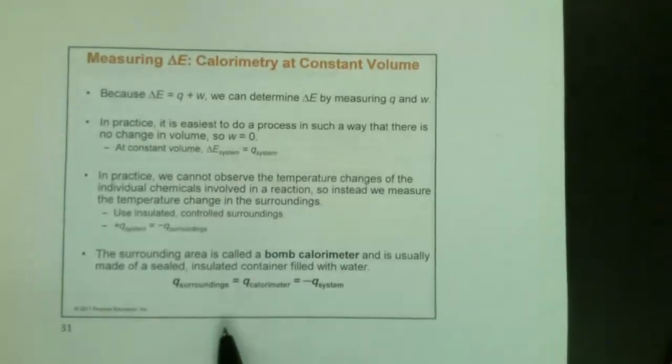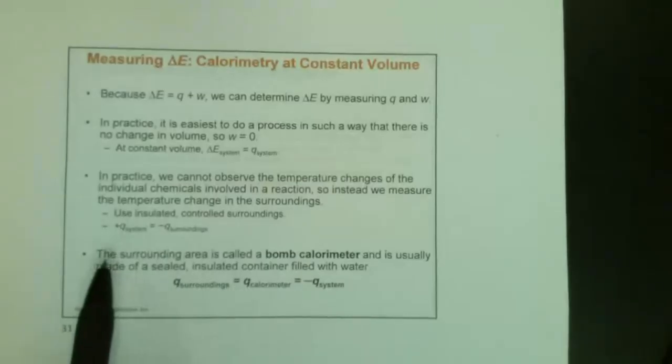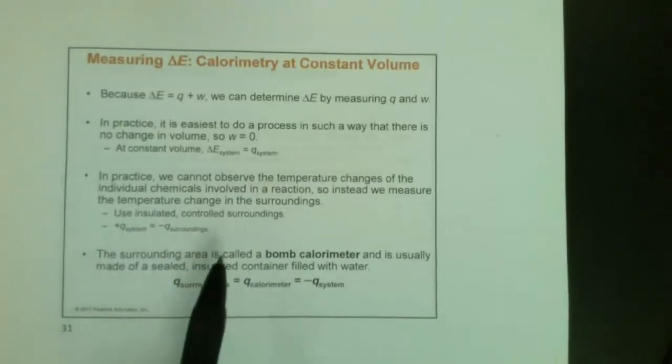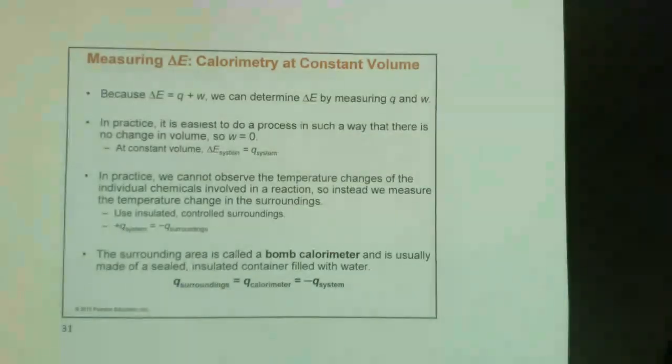So again, we're dealing with the energy of the system being equal to the energy of the surroundings, but with opposite signs. For instance, the heat that the system gives off is going to be the heat that the surroundings take in and vice versa. And the tool we're going to use to do this is called a bomb calorimeter. Now that sounds pretty exciting, but I hate to burst your bubble. It's really not all that exciting.